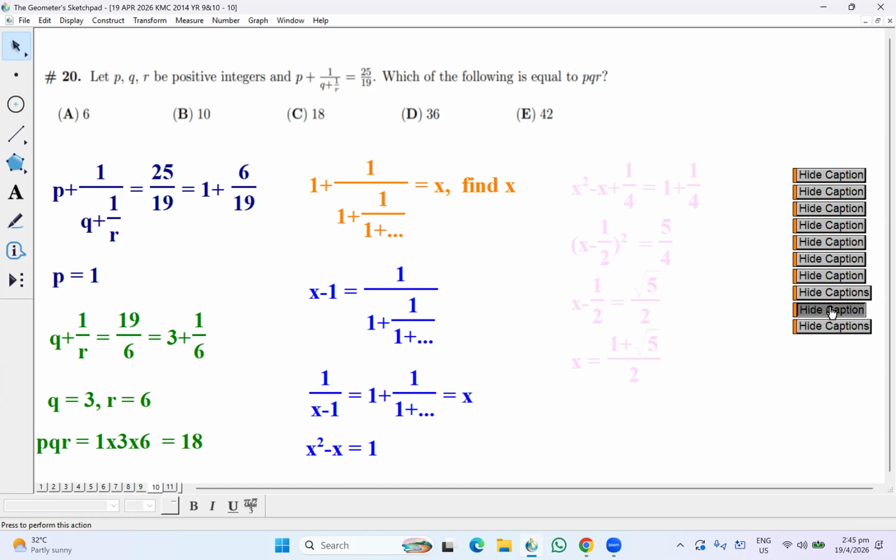You don't want to use the formula to find x. You complete the square. X squared minus x plus 1/4 equals 1 plus 1/4. Both sides add 1/4. Complete the square. Half here, square is quarter. Middle term, 2x times half is 1x. 5 over 4. X minus half equals root 5 over 2. Positive, though, no plus minus. So answer is 1 plus root 5 over 2.